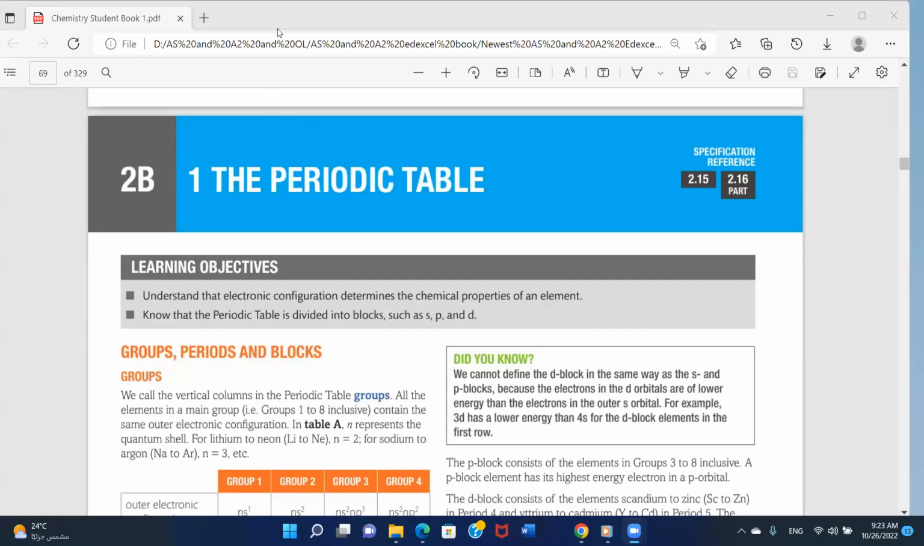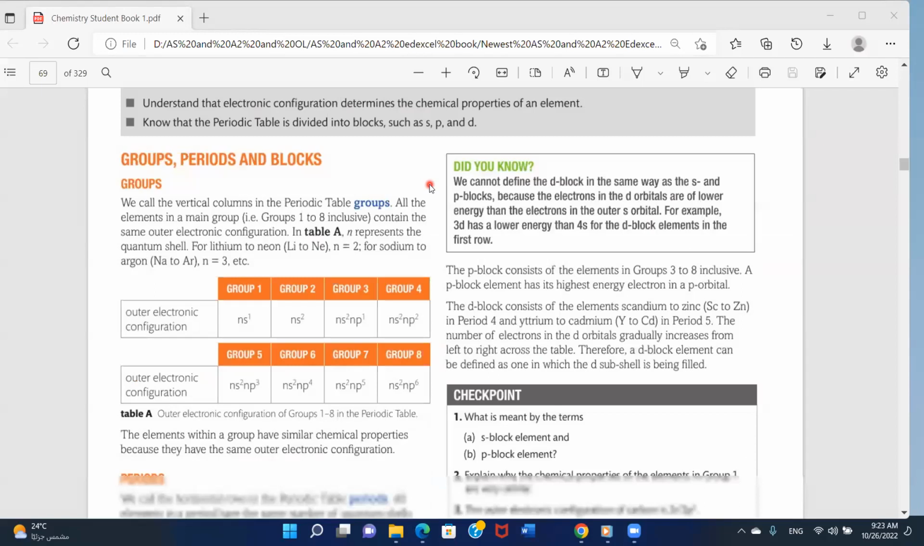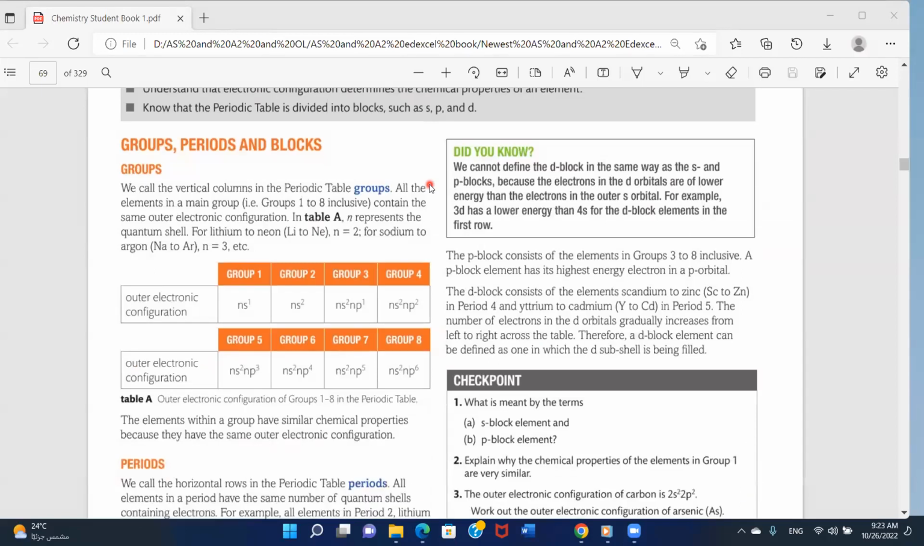Now we come to the periodic table and the trends that are present in the periodic table. We'll see that the periodic table, as we know, is divided into groups. We have 8 groups and we have 7 periods. If we look at group 1, for example, we will see that all group 1 elements end up with ns1.